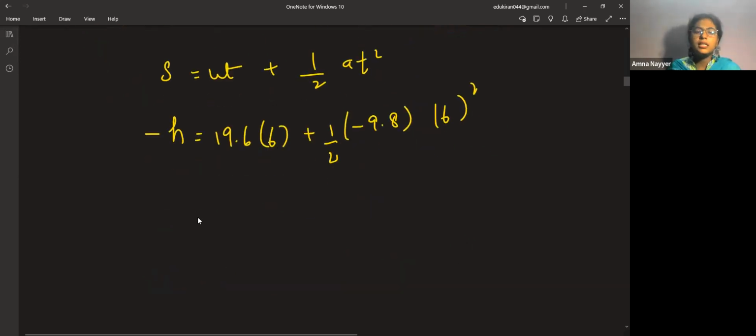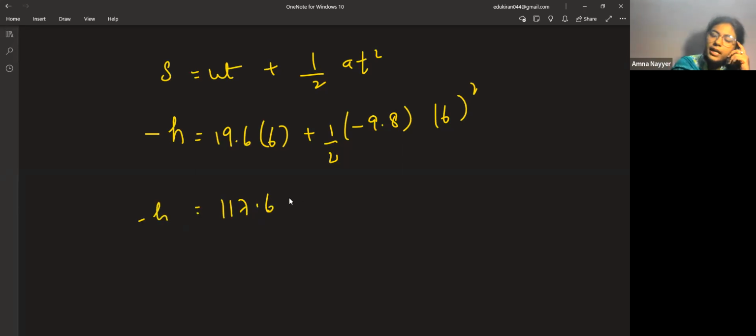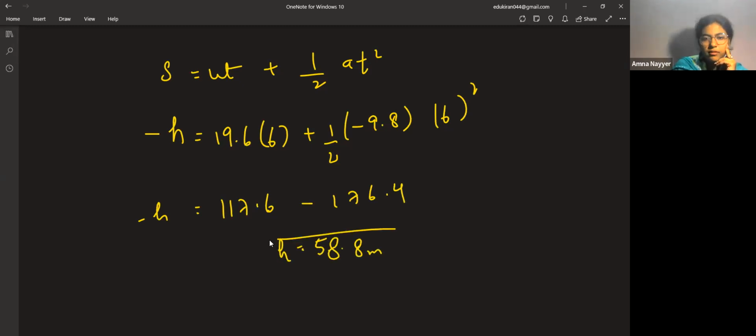Whenever you solve this, see, this will be 117.6 minus h minus 36 by 2, this is minus 176.4. So h is 58.8. Please cross check once also by your calculations. This is the height of tower. So motion under gravity, you can solve all the questions. This is nothing new. Just keep in mind the sign conventions.